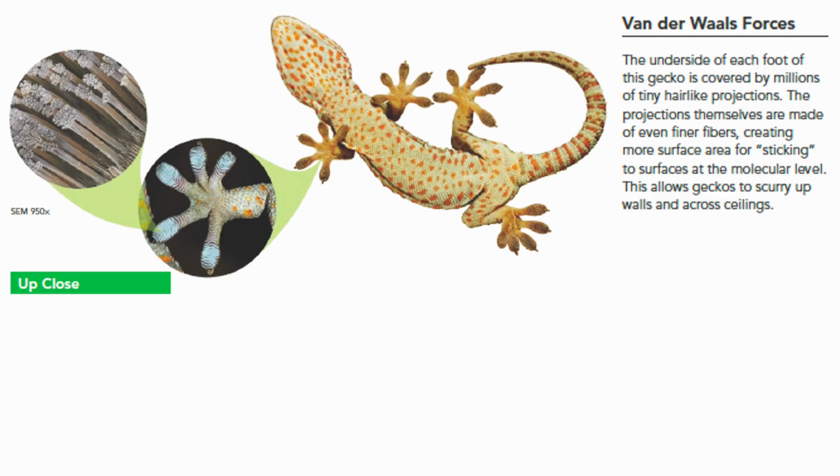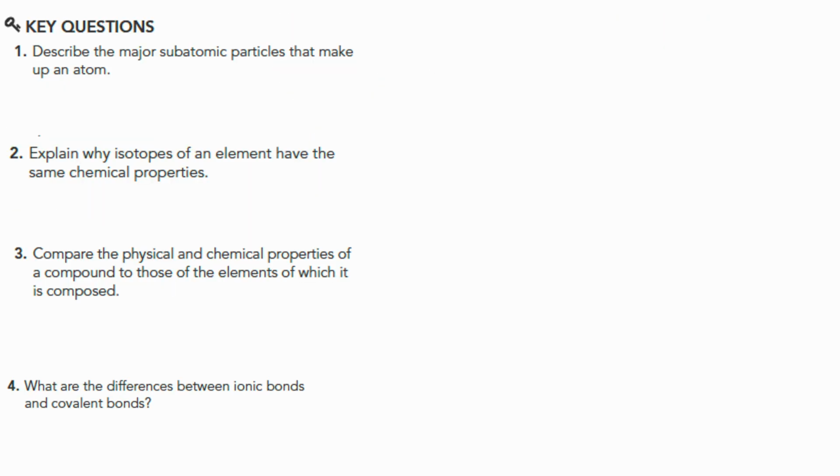Now, van der Waals forces are really cool, especially in a gecko. The underside of a foot of a gecko is covered with millions of tiny hair-like projections. And you can see those right here. Zoomed in a little further, they're almost like little hairs on their fingers. And the projections themselves are made of fine fibers, creating more surface area for sticking to surfaces at the molecular level. And that allows them to scurry up. So that's an example of van der Waals forces.